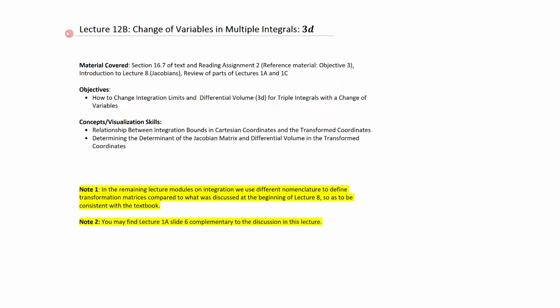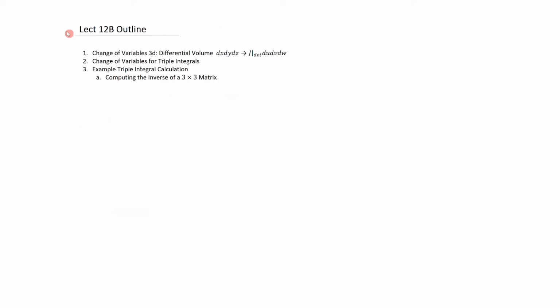Again, just as a repeat from the previous lecture, in the remaining lecture modules on integration, we use different nomenclature to define transformation matrices compared to what was discussed at the beginning of Lecture 8. That is to make it more consistent with the textbook. Secondly, you may find Lecture 1a, Slide 6 complementary to the discussion in this lecture. As usual, the second slide is just an outline of the material to follow, so we'll just move on to the next slide.